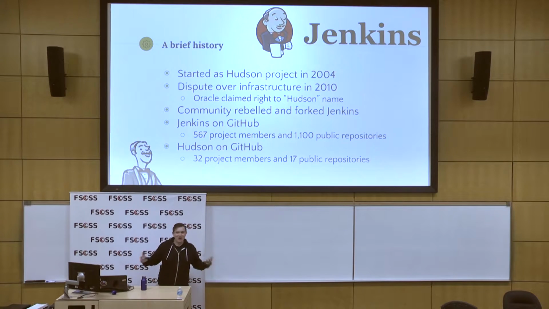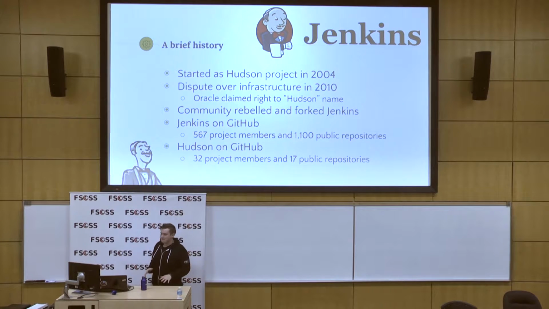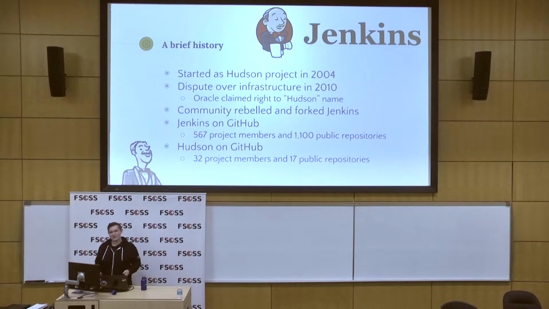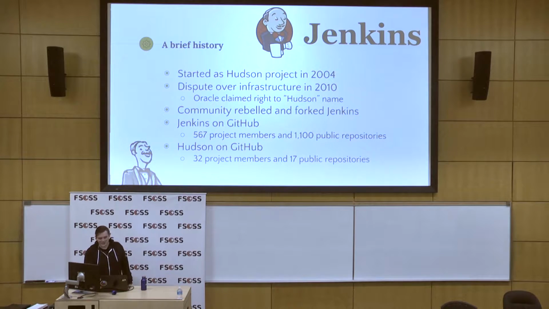And so being a bunch of awesome software developers, they decided to rebel entirely and fork Hudson, creating their very own GitHub project, literally only changing the name to Jenkins. As of 2013, Jenkins on GitHub had 567 project members and 1,100 public repos. And the original Hudson only has 32 project members and 17 repositories. So Jenkins has definitely taken over.